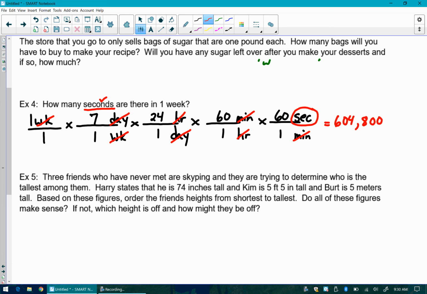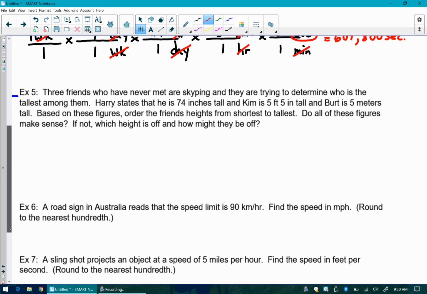604,800 seconds. If you think about it, that should make sense, that for a week, seconds are basically your smallest unit of measuring time. You should expect a lot of seconds in a full week, okay? All right, I'm going to let you tackle example 5.